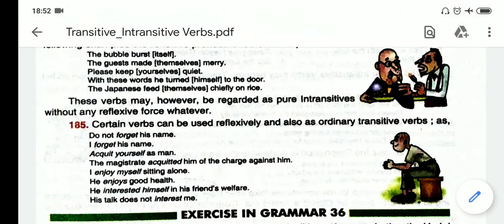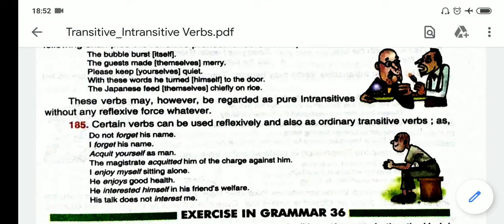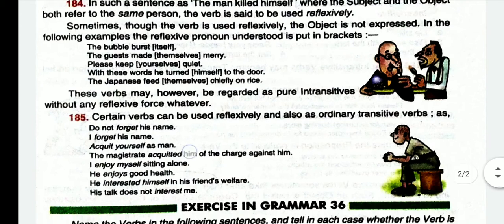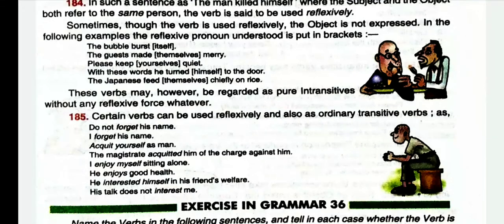Certain verbs can be used reflexively and also as ordinary transitive verbs. Okay? There are certain verbs which can be used reflexively. I've told you what reflexive verbs are. And they can also be used as ordinary transitive verbs. As, do not forget his name. I forget his name. In the first sentence, forget is used as a reflexive verb.